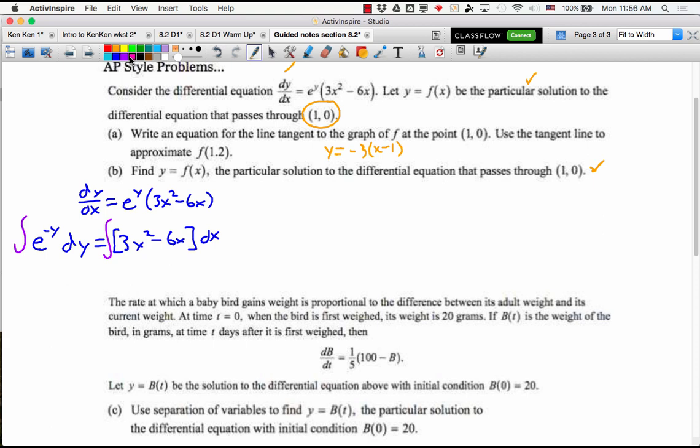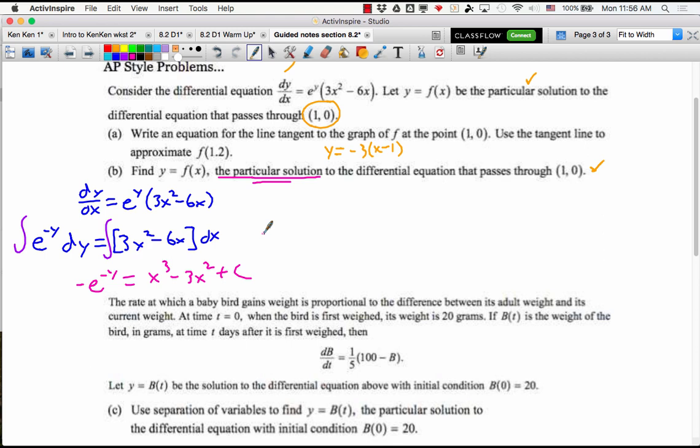When we integrate, we get negative e to the negative y equals x to the third minus 3x squared plus c. Looks a lot like the problem we did on the very first page. We need to figure out what c is because it says find the particular solution. It means find out what c is and write an equation based on it. Yeah, I would plug in right here. It's the same problem. Is it the exact same?